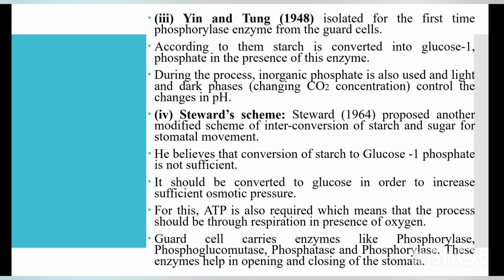So in detail, when photosynthesis occurs, there is a decrease in CO2 and an increase in the pH of the guard cell, which causes hydrolysis of starch to sugar by the enzymes. It increases the osmotic pressure of the guard cell, and when the osmotic pressure of the guard cell increases, endosmosis occurs. Due to endosmosis, the turgidity of the guard cell increases, and finally the stomata open. So this is the theory which was proposed by Stewart.